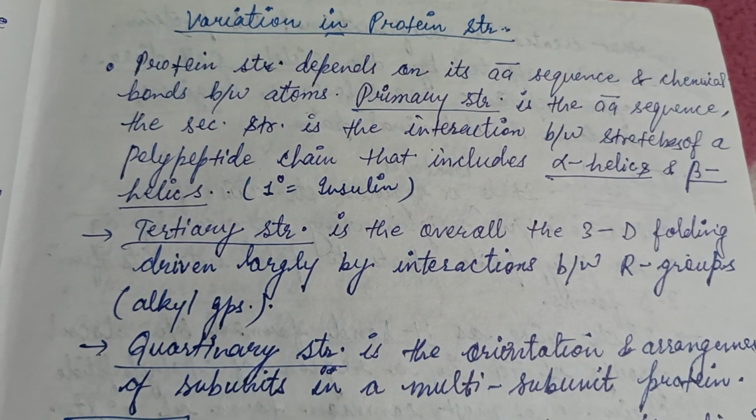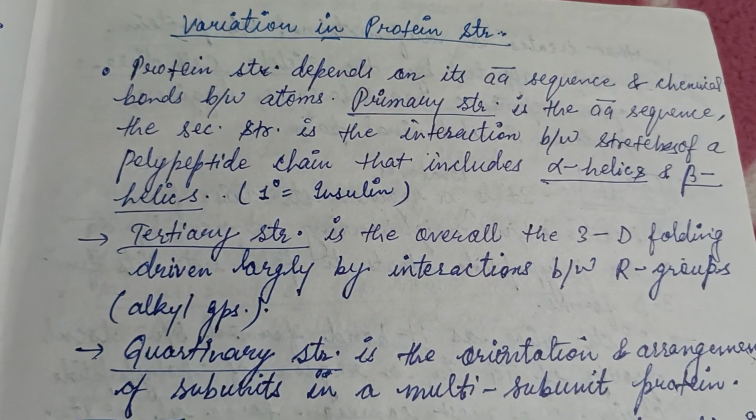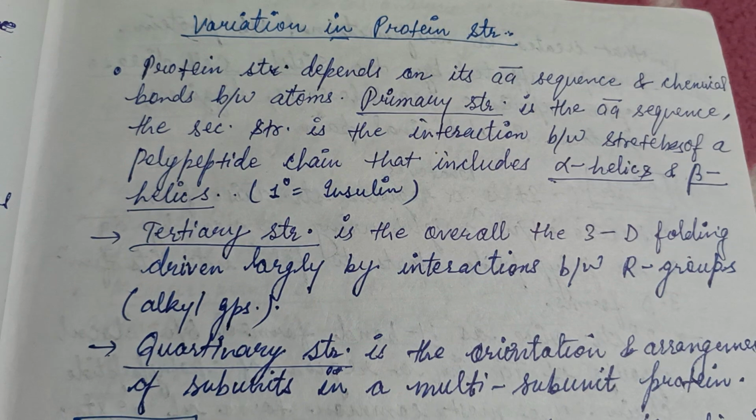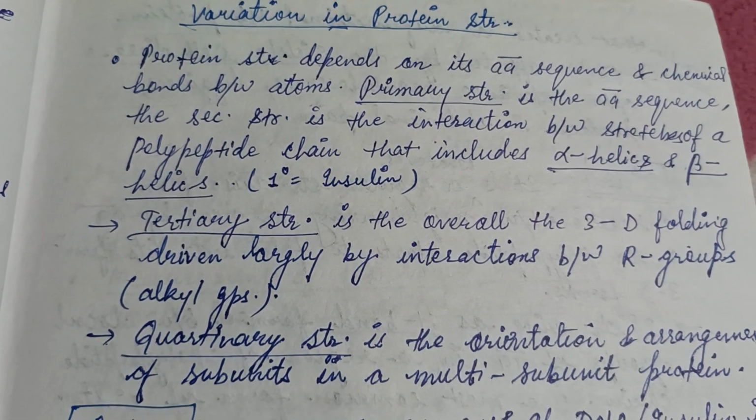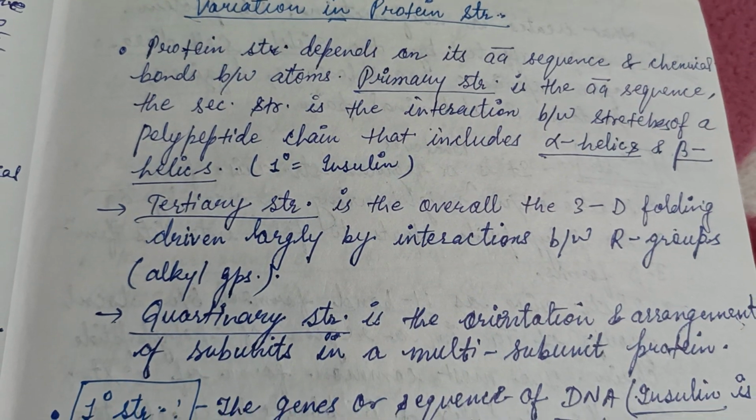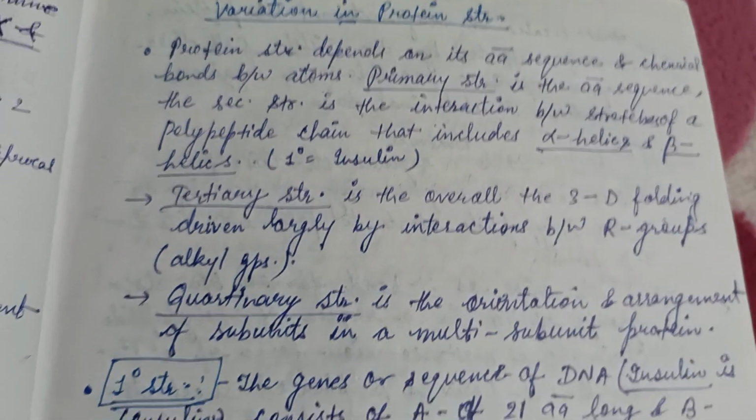Hi friends, this video is about the variation in the protein structure. So we know that the protein structure is a complicated 3D structure which may exist in the primary, secondary, tertiary and quaternary structure.